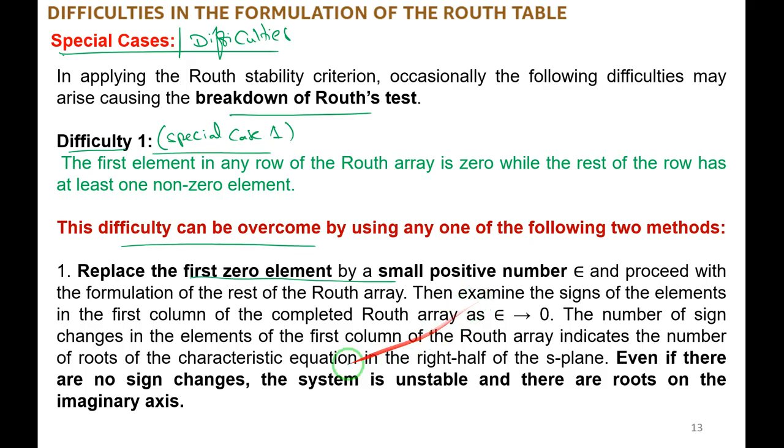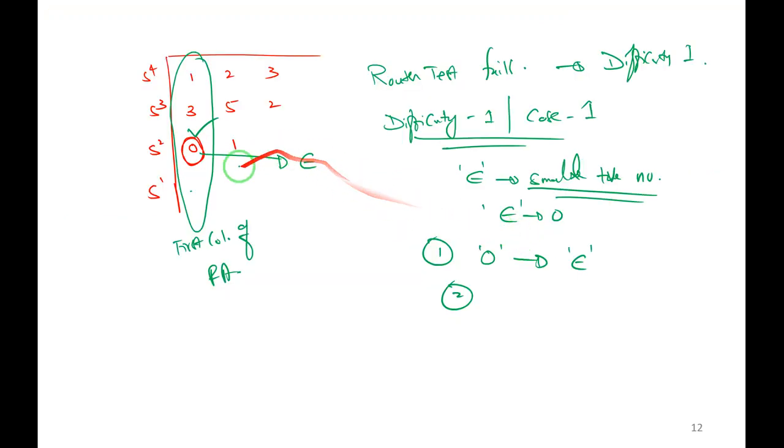Second, you can go on calculating. After replacing this by epsilon, calculate the next elements in terms of epsilon, proceed further, and observe the first column elements of the Routh array. If all are positive, then I will say the system is stable. But whenever difficulty 1 or difficulty 2 comes, the system cannot be stable at all. It can be either unstable or marginally stable. Even if all the elements in the first column are positive, with no sign changes, the system cannot be stable. It may be marginally stable or unstable. That we have to see.